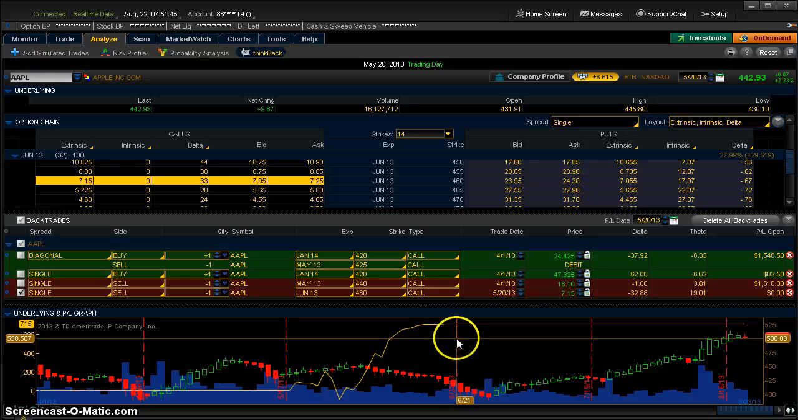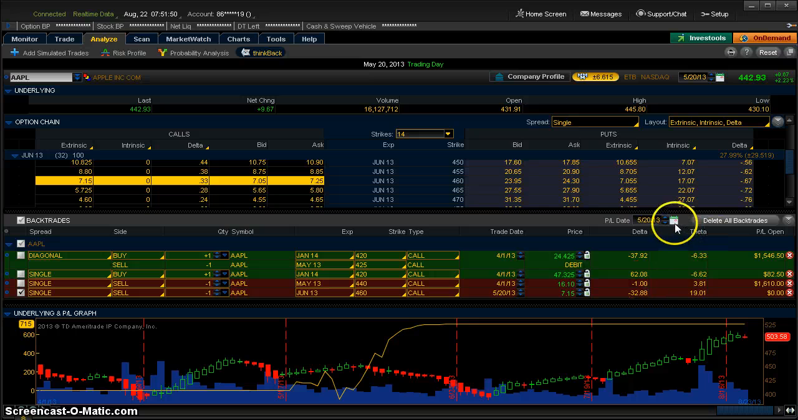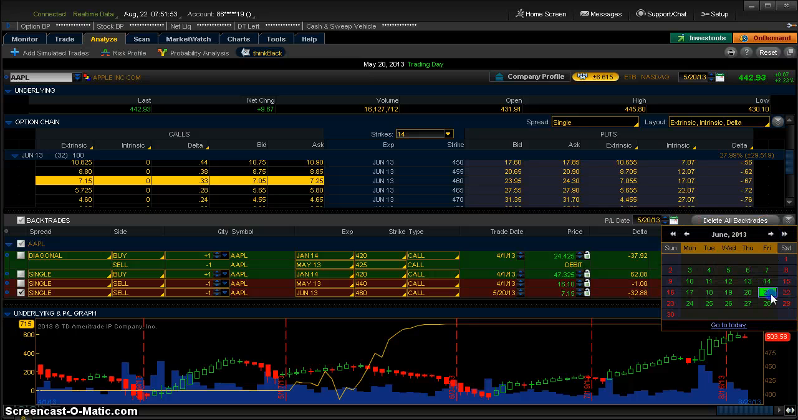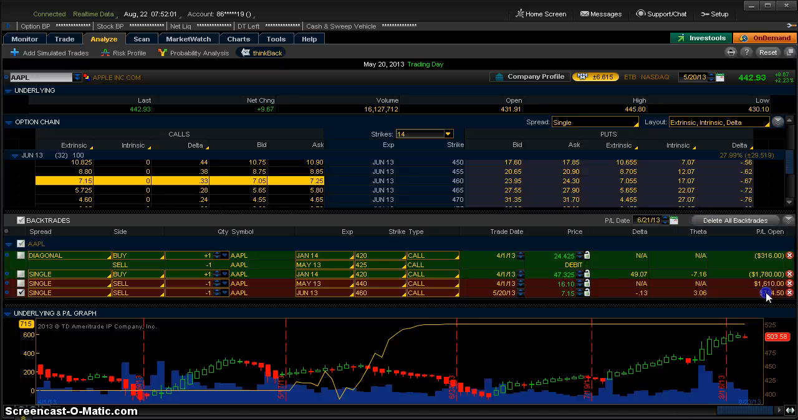Again, this expiration was 6/21, so let's go to 6/21. Oh yeah, it's on the chart. You notice that on the charts it highlights the expirations in bold there. So your long call is not doing so well. But if you actually shorted these two calls against that, you'd be ahead, even though your long is not doing so well.